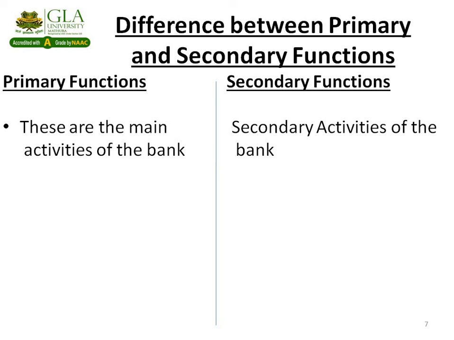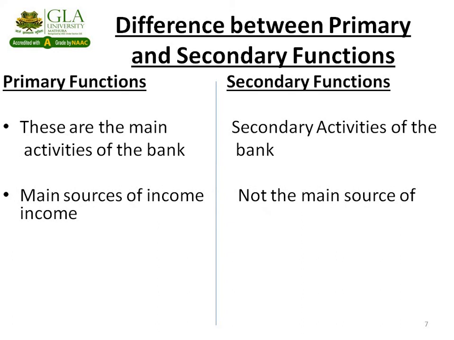Every branch does not perform the function of issuing credit cards, or I should say every bank does not give guarantees on behalf of their customers, right? So there are a few cases which have a clear-cut demarcation between the primary and the secondary functions. So primary functions are the main activities every bank has to perform. Secondary functions may or may not be.